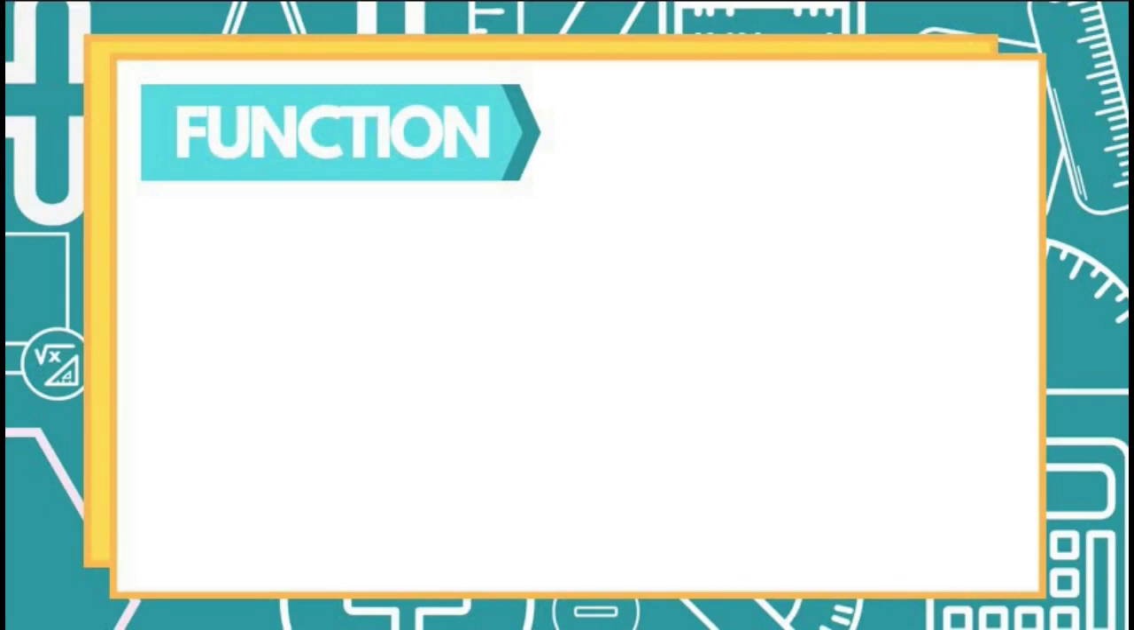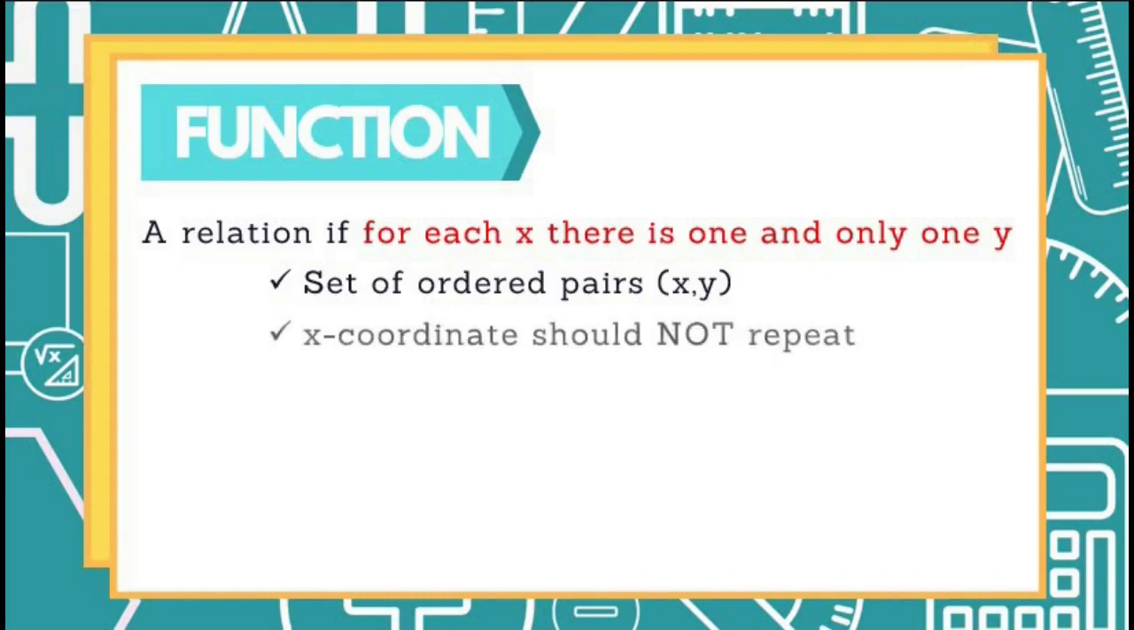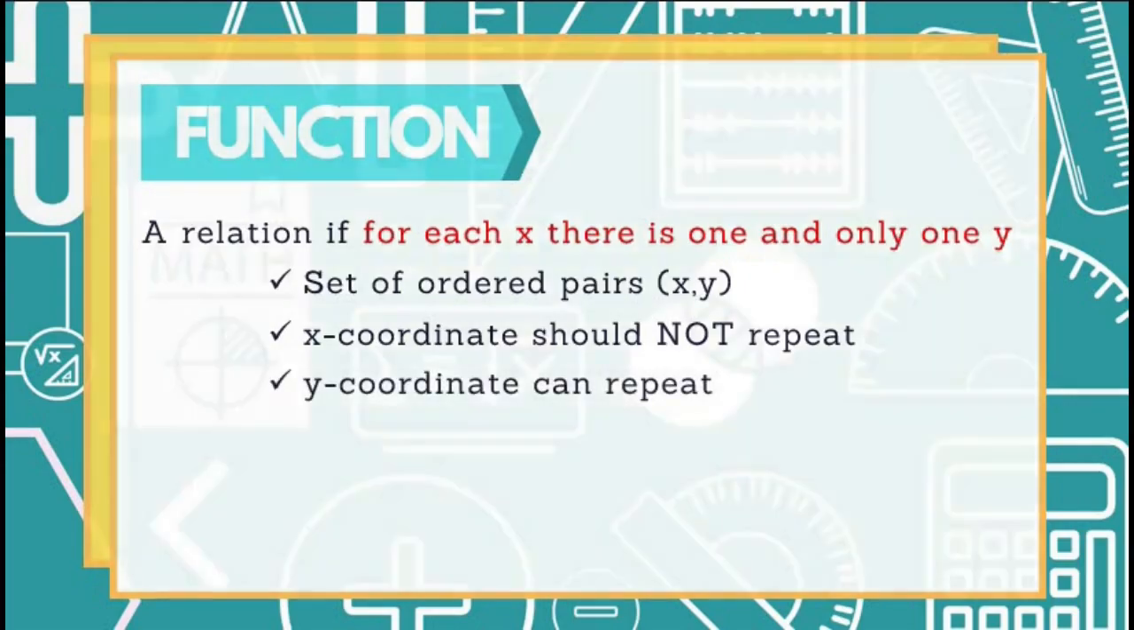The next term that you need to remember is the term function. A function is defined as a relation if for each x, there is one and only one y. So when we say that a function is a relation, it should satisfy the definition of a relation. Hence, it should be a set of ordered pairs, again in terms of x and y. Then, this is the special feature of a function, and this is what makes it different from a relation. Given a set of ordered pairs, the x coordinate should not repeat, but the y coordinate can repeat.